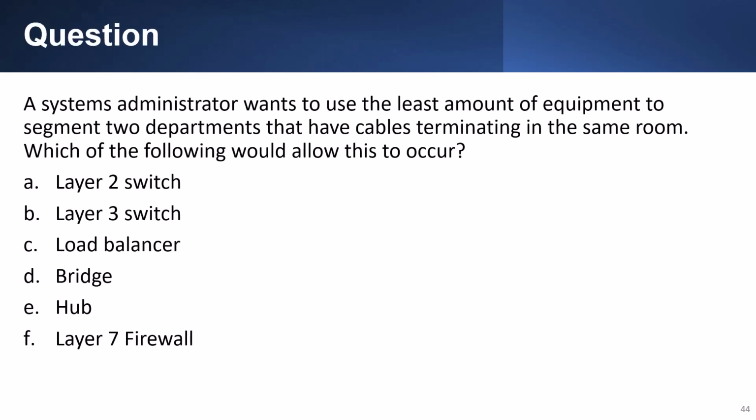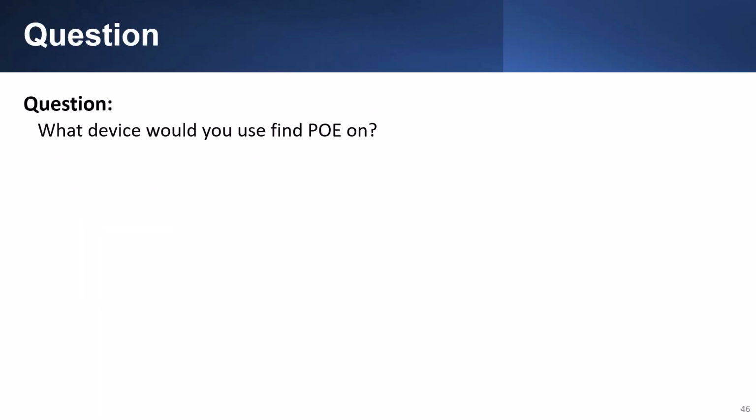Question: a system administrator wants to use the least amount of equipment to segment two departments that have cable terminating in the same room. Which of the following would allow this to occur? Answer: layer 3 switch. Question: what device would you use to find PoE on? Answer: switches.